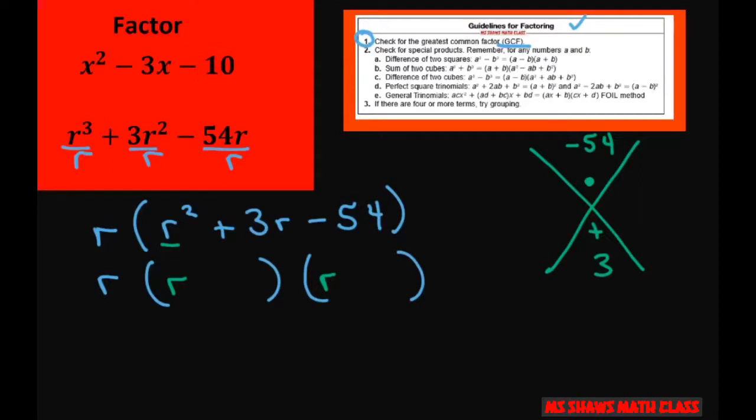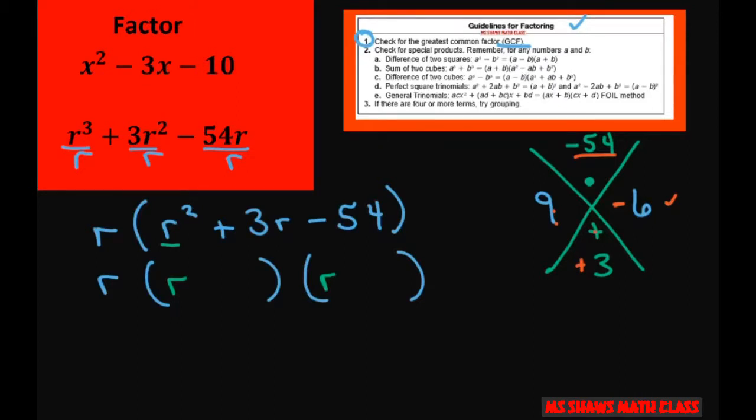So two numbers multiplied that give you 54 are 9 and 6. But one of them has to be negative, because this is negative 54. We need a positive 3. So I'm going to make my 6 negative, because 9 times negative 6 is negative 54, but 9 plus a negative 6 is a positive 3.